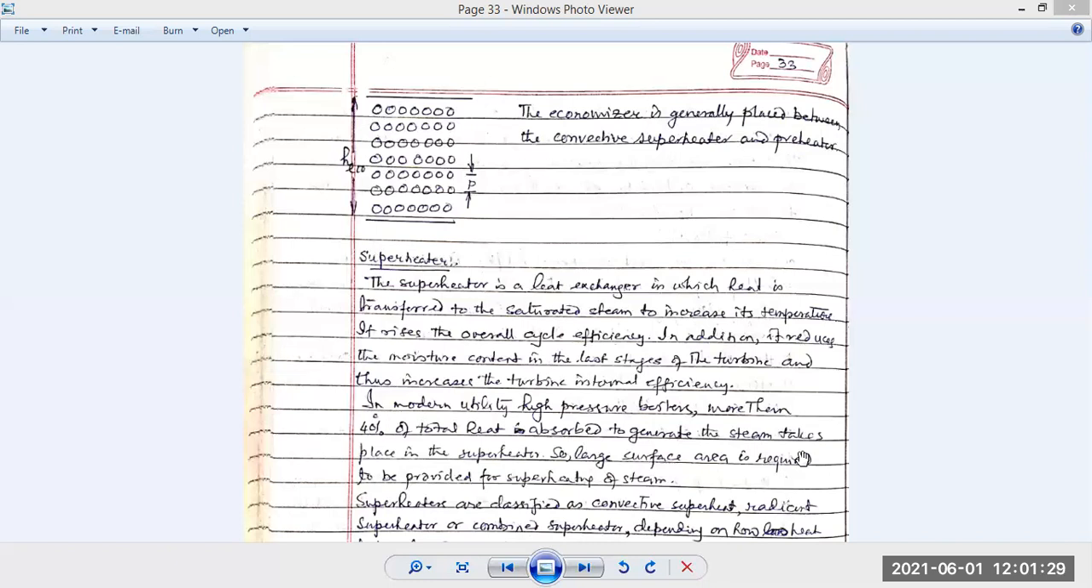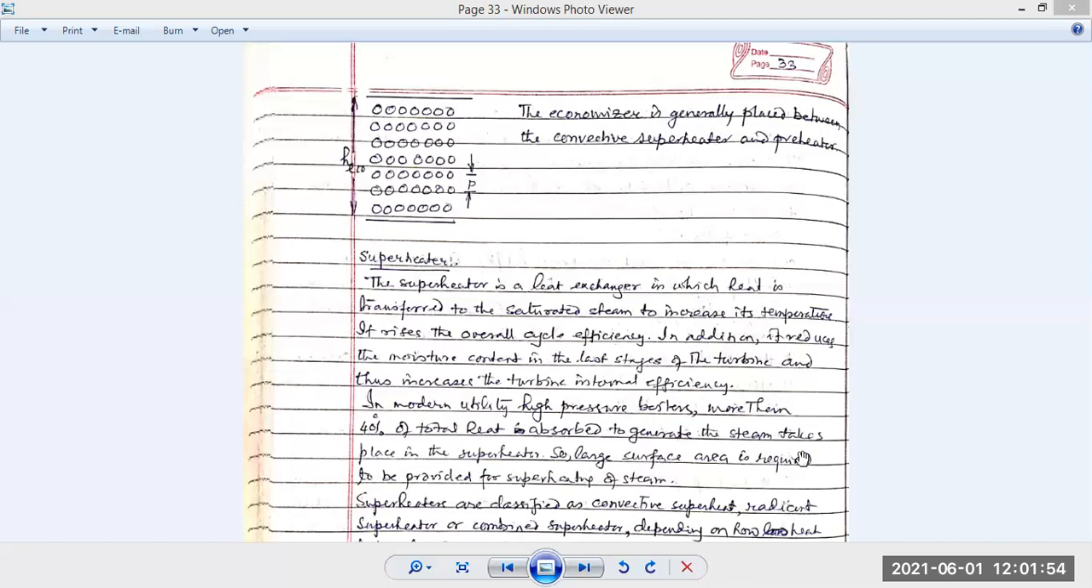In modern utility high pressure boilers, more than 40% of the total heat is absorbed to generate the superheated steam. More than 40% of the heat is absorbed by the steam tubes placed in the superheater, and so a large surface area is required to be provided for the superheater of steam.